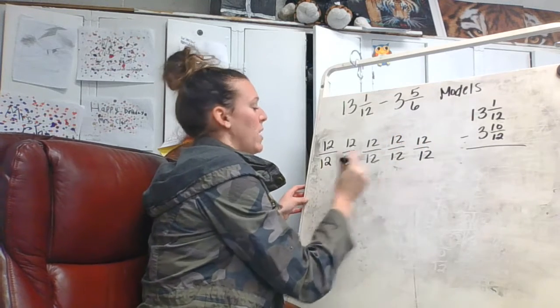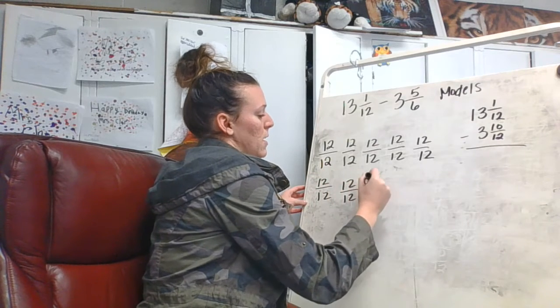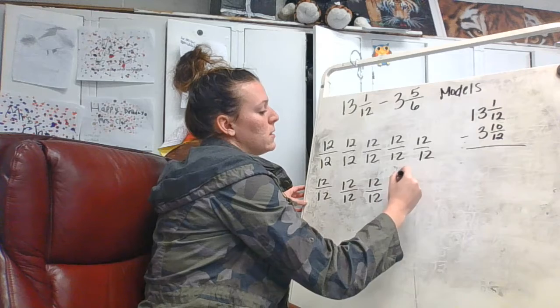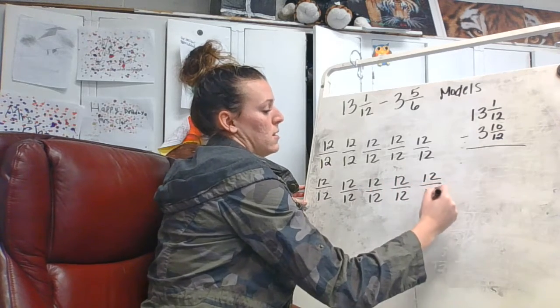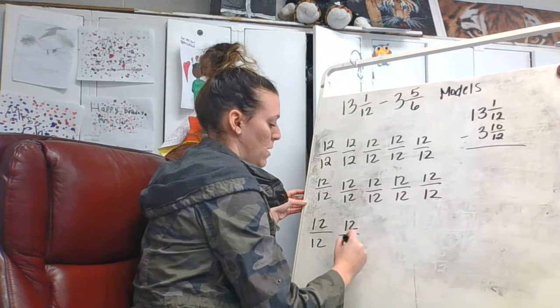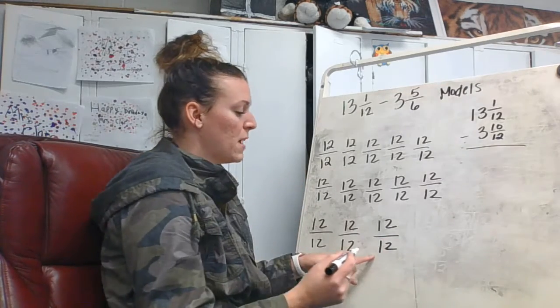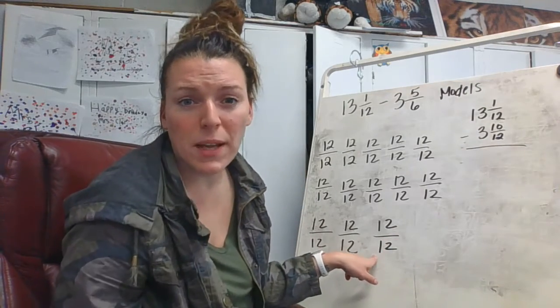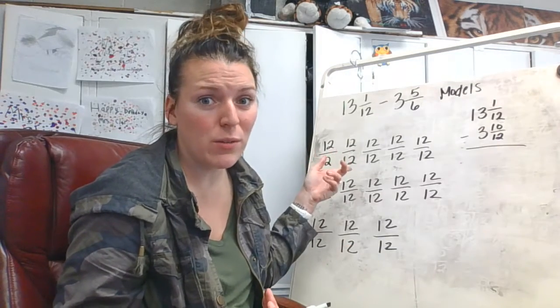1, 2, 3, 4, 5, 6, 7, 8, 9, 10, 11, 12, 13. Okay. Now, if this denominator was an 8, would I still do 12 12ths?